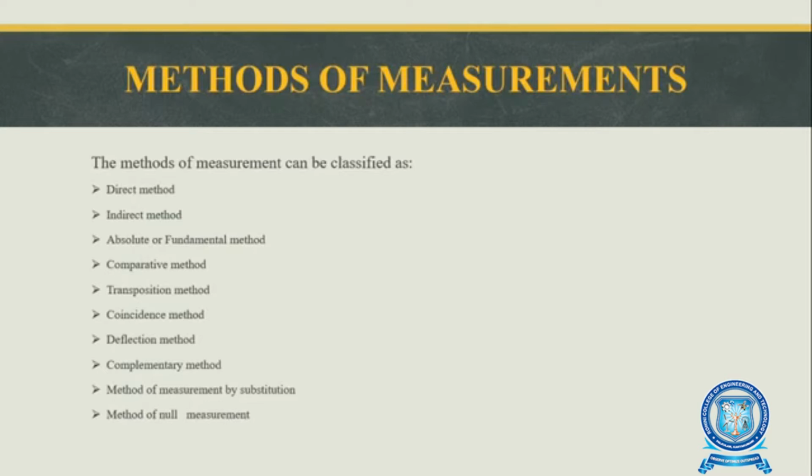The first one is direct method. The next one, indirect method, then absolute or fundamental method, comparative method, transposition method, coincidence method, deflection method, complementary method, then method of measurement by substitution, and the last one is method of null measurement.